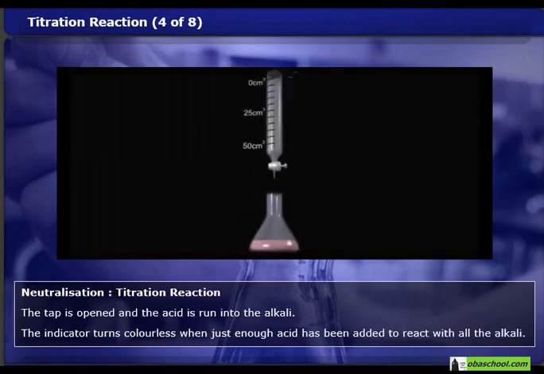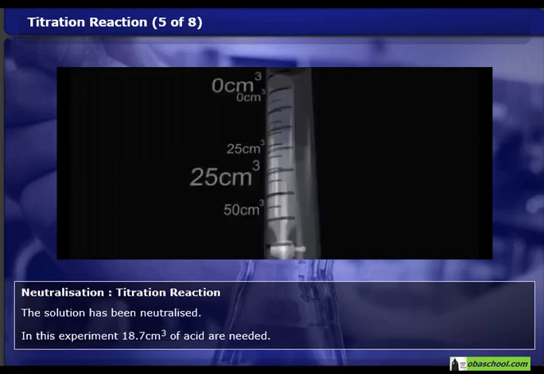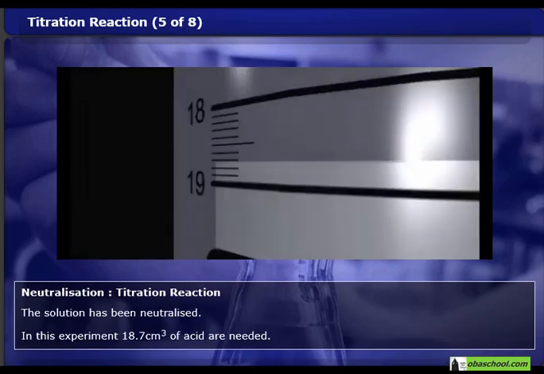The tap is opened and the acid is run into the alkali. The indicator turns colorless when just enough acid has been added to react with all the alkali. The solution has been neutralized. In this experiment, 18.7 centimeters cubed of acid are needed.